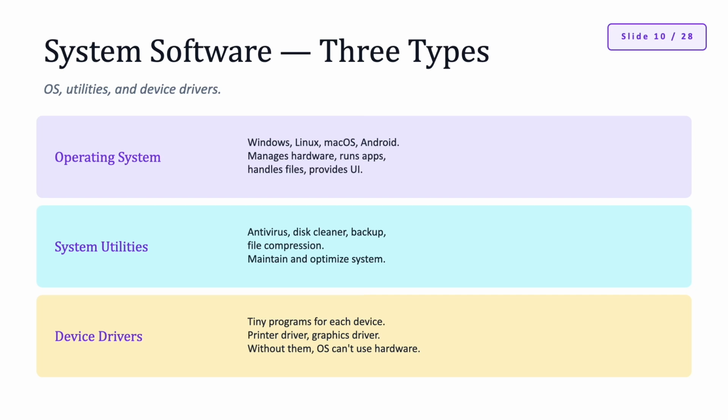The operating system is the most important. Windows, Linux, Mac OS, Android. It manages hardware, runs applications, handles files, and provides the user interface. System utilities are helper programs: antivirus, disk cleaner, backup tools, file compression. They maintain and optimize the system. Device drivers are tiny programs that let the OS communicate with specific hardware.